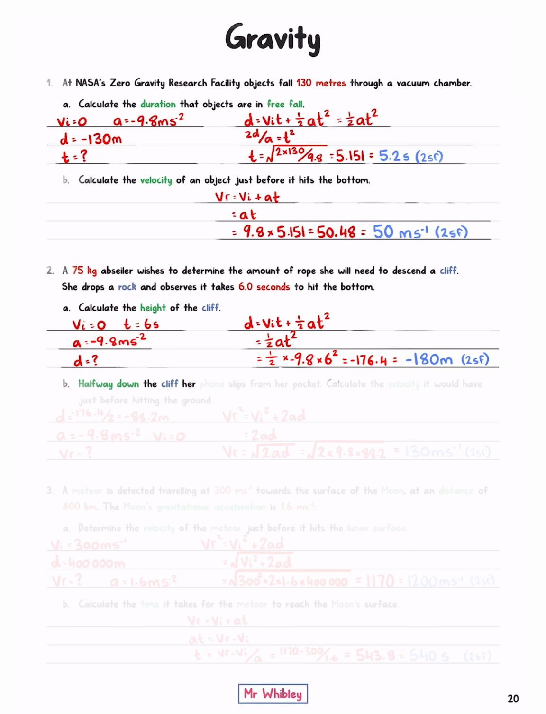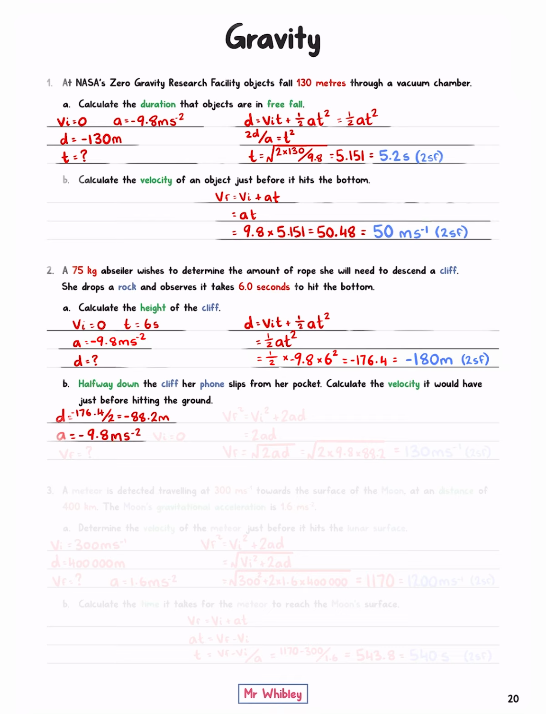Halfway down the cliff, her phone slips from her pocket. Calculate the velocity it would have just before hitting the ground. If she is halfway down, then her distance is going to be half of the value we just calculated, which is negative 88.2. Our acceleration due to gravity is negative 9.8.